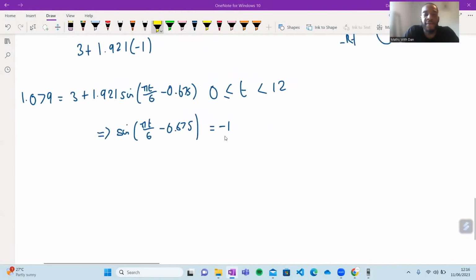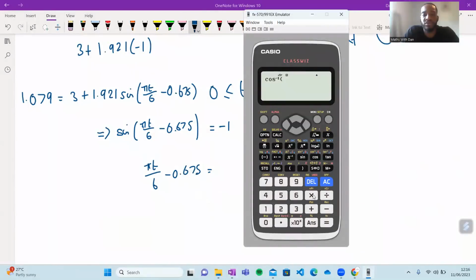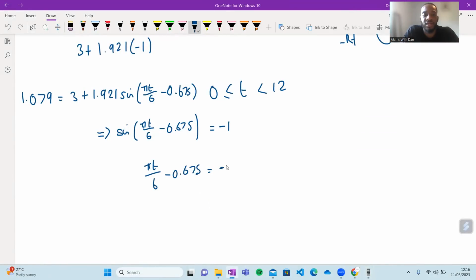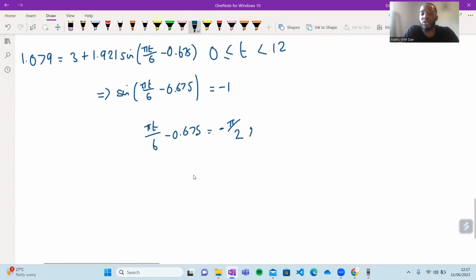Now we need the value of t where this occurs. But remember, t is between 0 and 12. So let's take the sine inverse of that. Pi t over 6 minus 0.675 is equal to -1. Sine inverse of -1 gives me minus pi over 2. Now remember, minus pi over 2 is clearly a negative number, but there's a lot going on before we get t anyway, so if we make t the subject, it could potentially be positive. But just check.